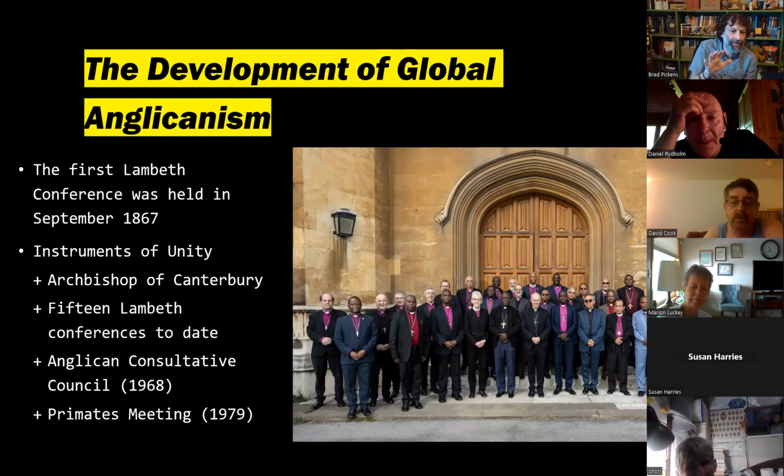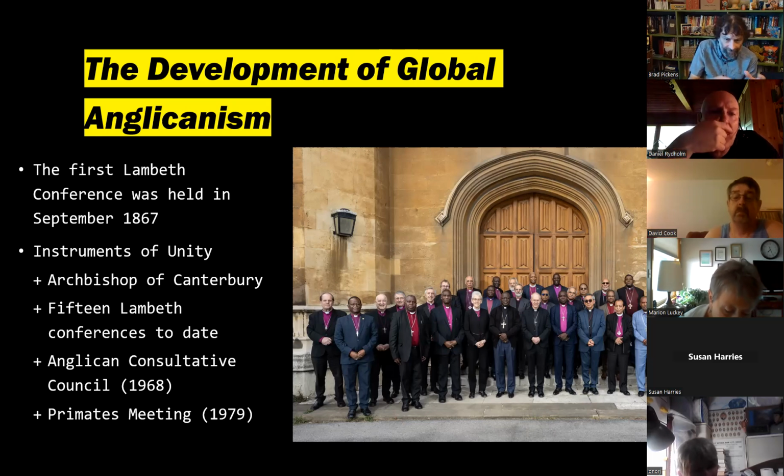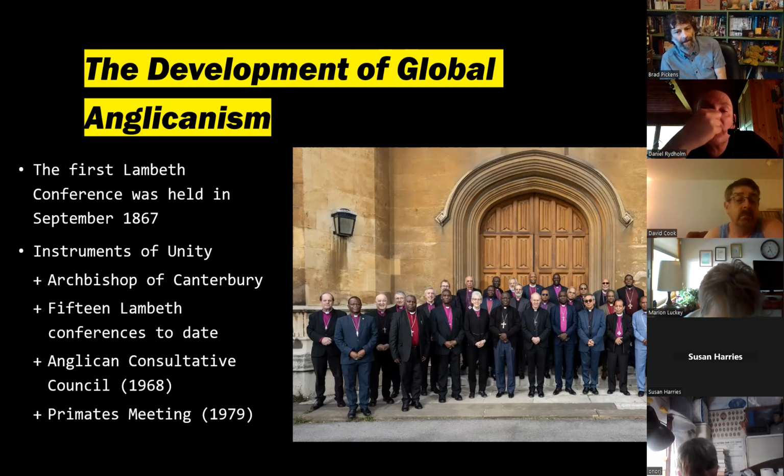The Lambeth conferences, as I said, are kind of the next global structure to emerge. The first one was in 1867. They meet roughly every 10 years or so. Some of them 12, some 15, but more or less that's when they meet. So there's been 15 of them in the last 160 some odd years.